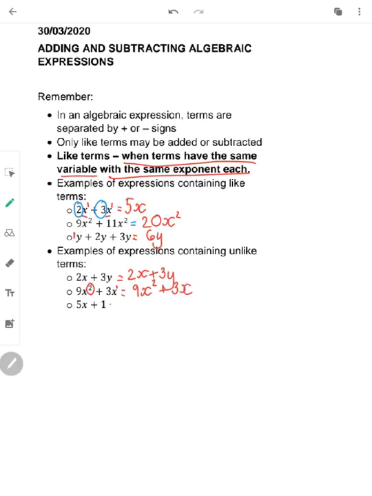And then in the last example here, 5x plus 1, a constant term is being added to an x term or a variable term. We can never simplify such an example. So the answer would stay 5x plus 1.